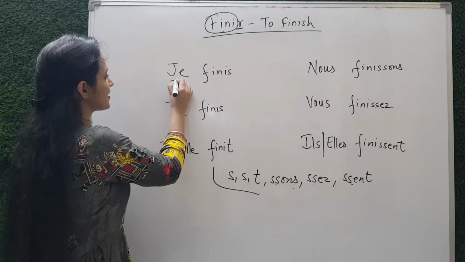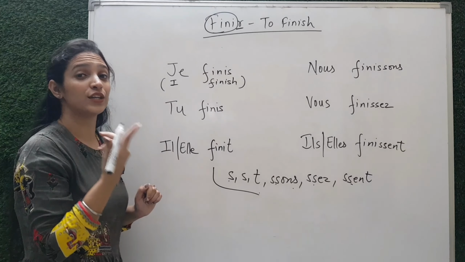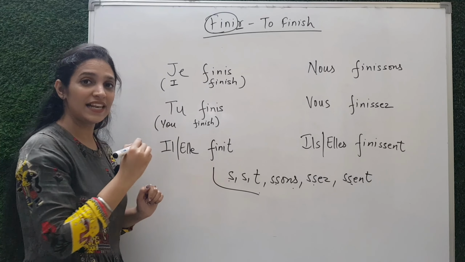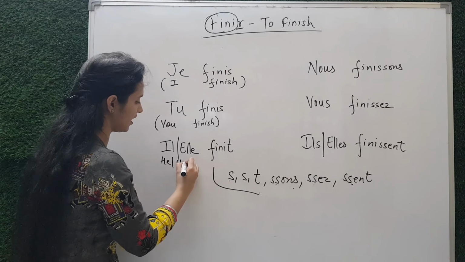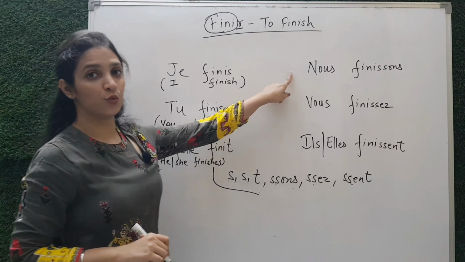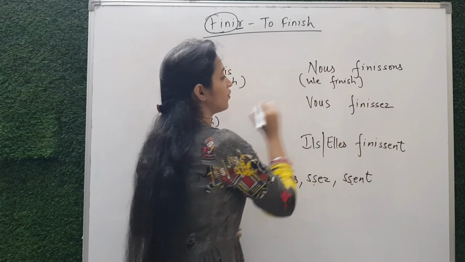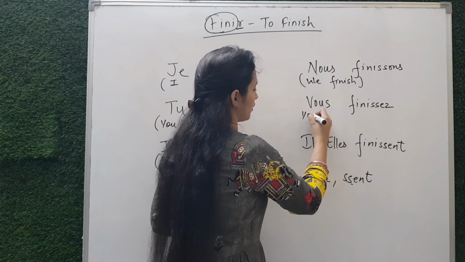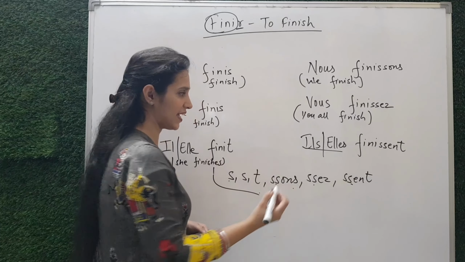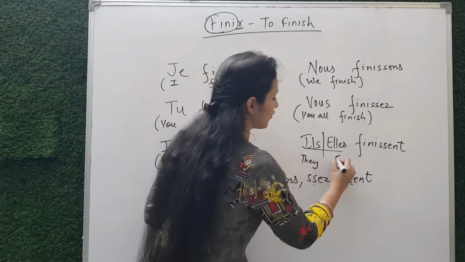Now what is the meaning? Je means I. I finish. Tu means you. You finish. Il, elle, he or she finishes. Nous means we. We finish. Vous means you all. You all finish. And ils, elles means they. This is for masculine and this is for feminine, plural. They finish.